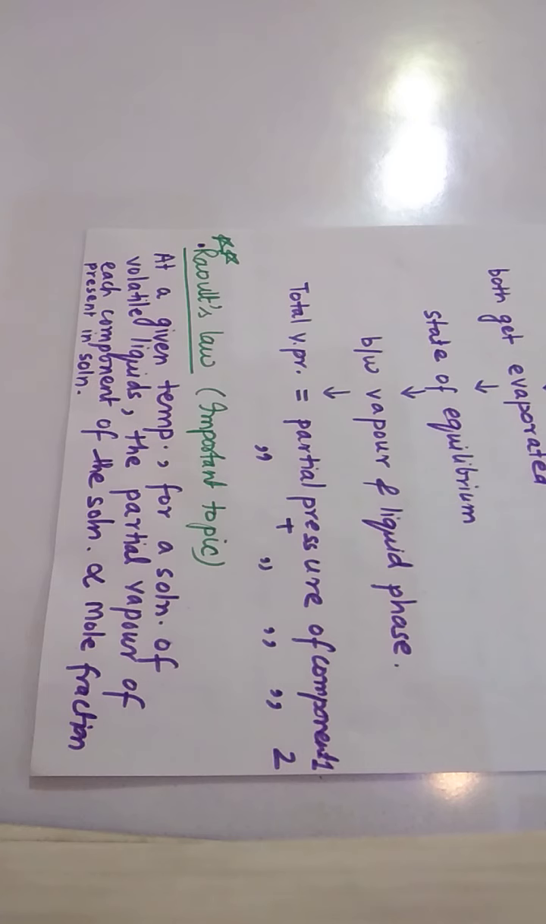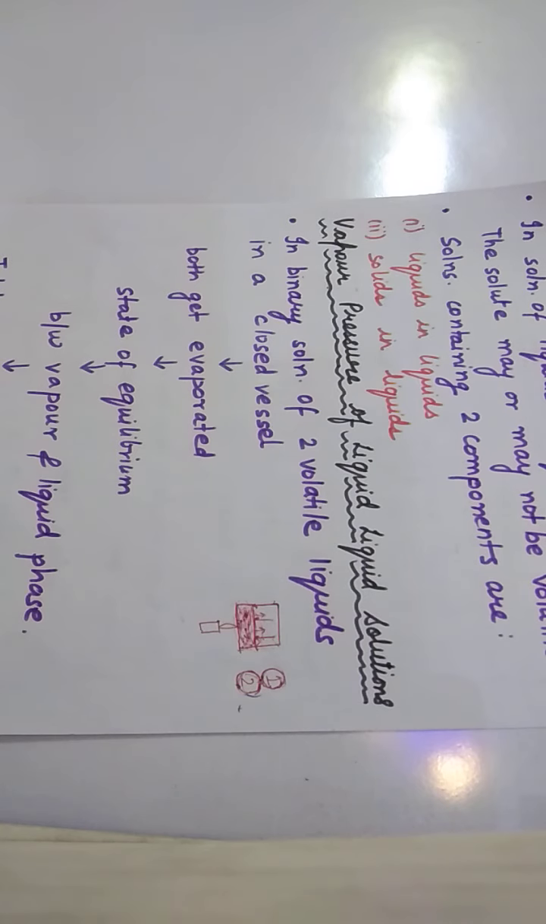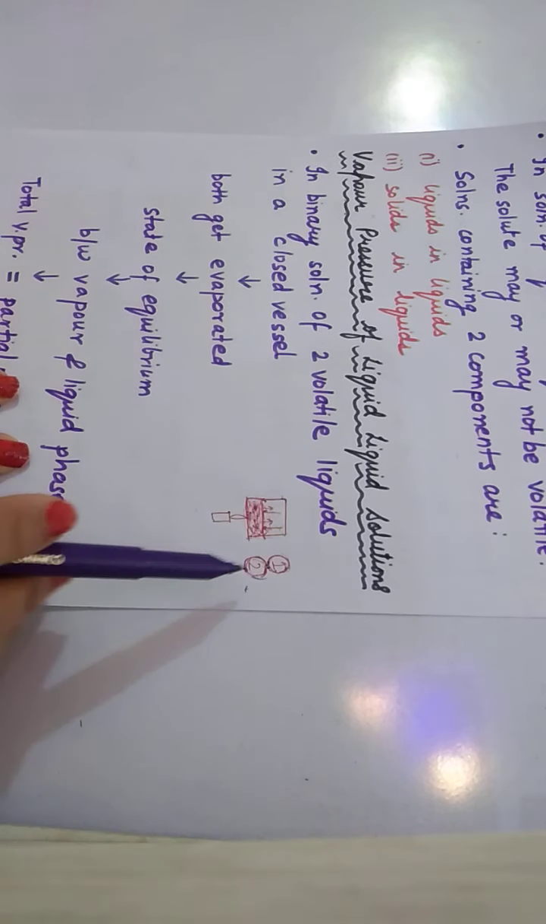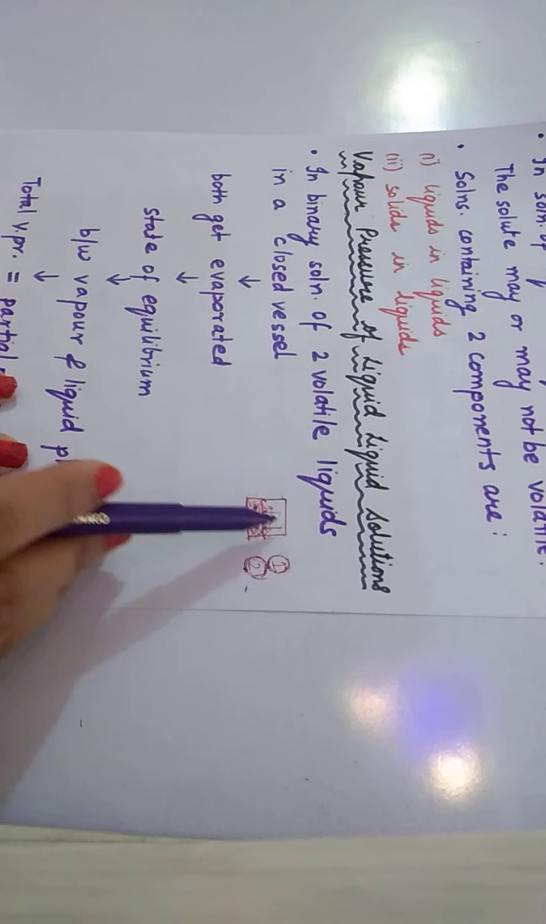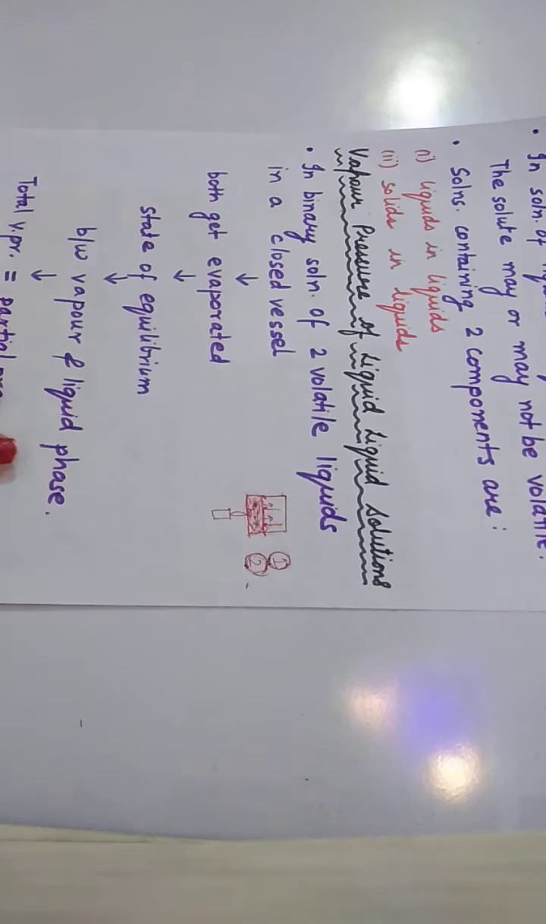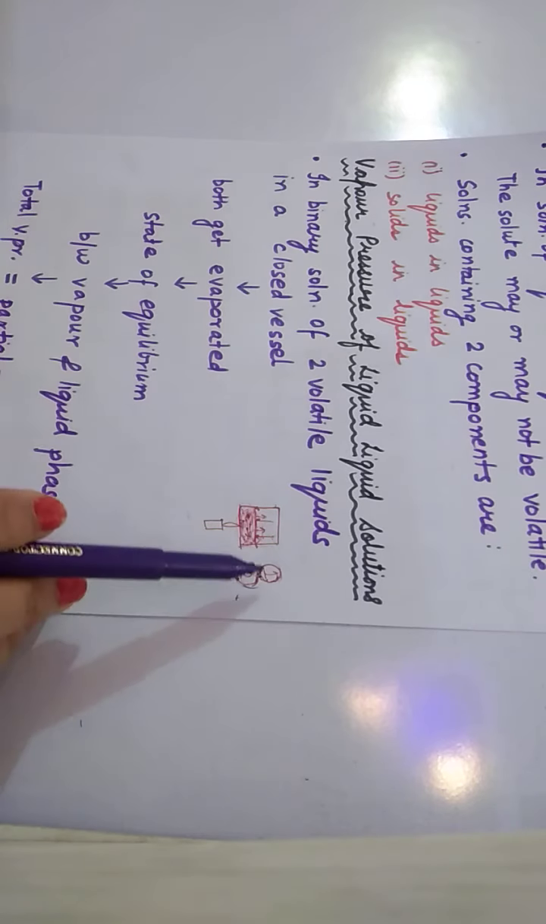In chapter 2, that is Solutions, today we'll be discussing Raoult's law. Yesterday we did the vapor pressure of liquid solutions, in which we took two volatile liquids. The first volatile liquid is component 1 and the second volatile liquid is component 2, and we mixed these two volatile liquids in a closed vessel. So we got a solution, in which we have two components, component 1 and component 2.